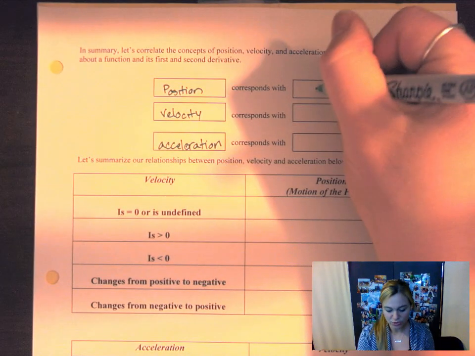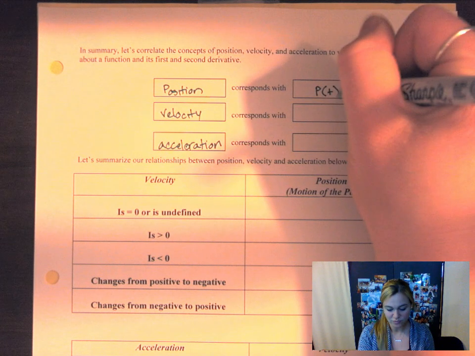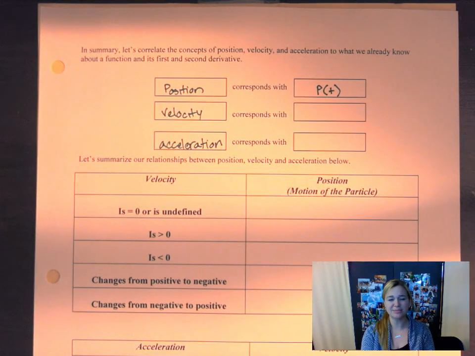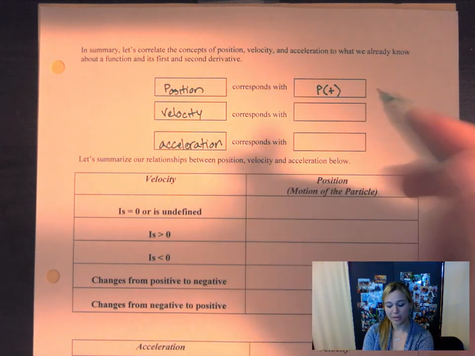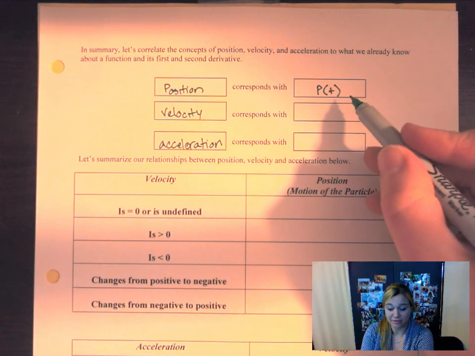So position corresponds with p of t, which is just my original function. Sometimes this is s of t. I actually had it written like that before, but I changed it because s's sometimes look like 5 when you write them too much. Sometimes it's x of t, which isn't my favorite, but they'll write x of t because the particle's only moving along the x-axis. But you're given a function. This could also be f of x.